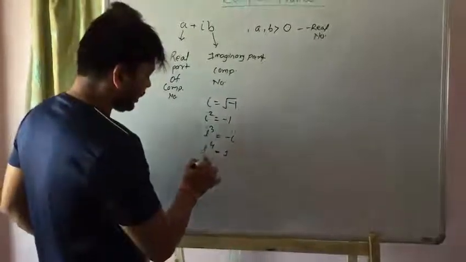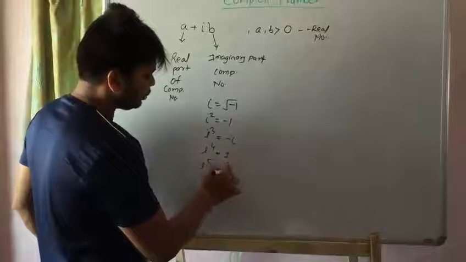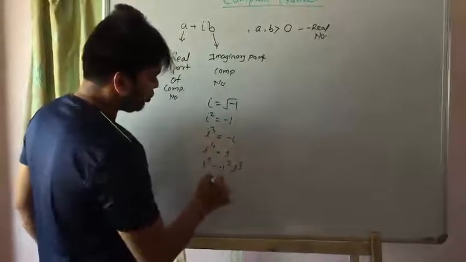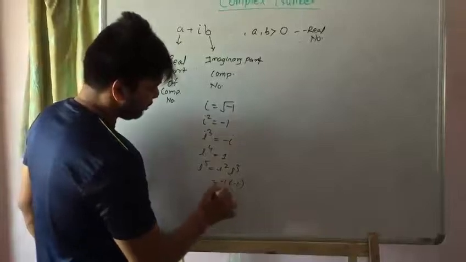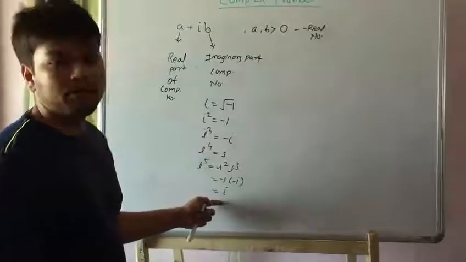Like if you have i raised to 5, then you can write i raised to 4 times i. What is i raised to 2? It is nothing but minus 1. i raised to 3 is minus i. i raised to 5 is nothing but plus i.